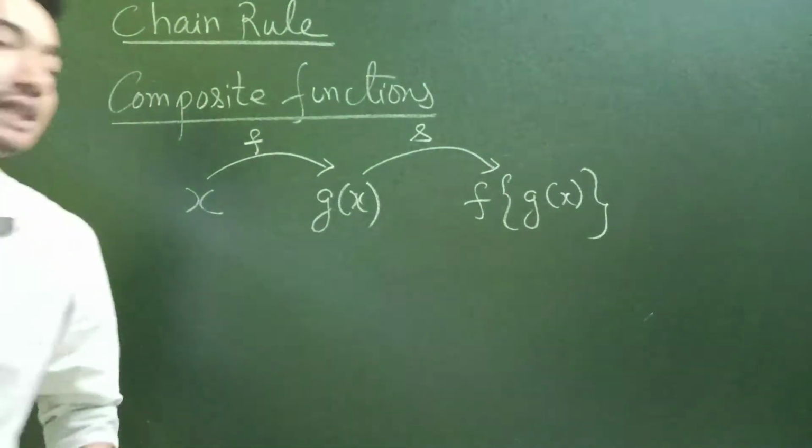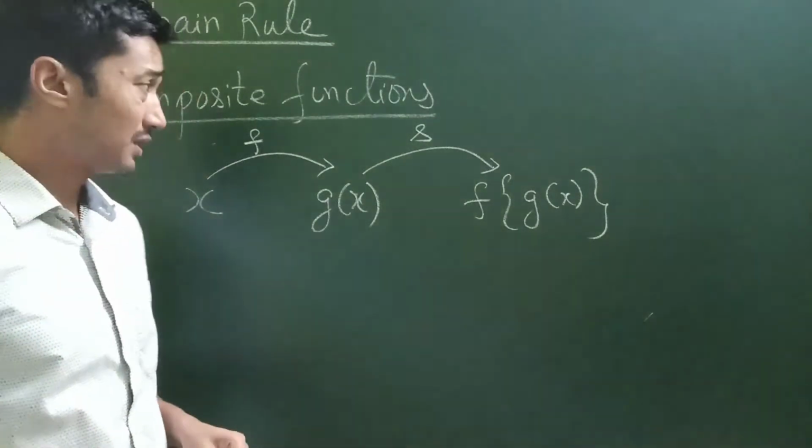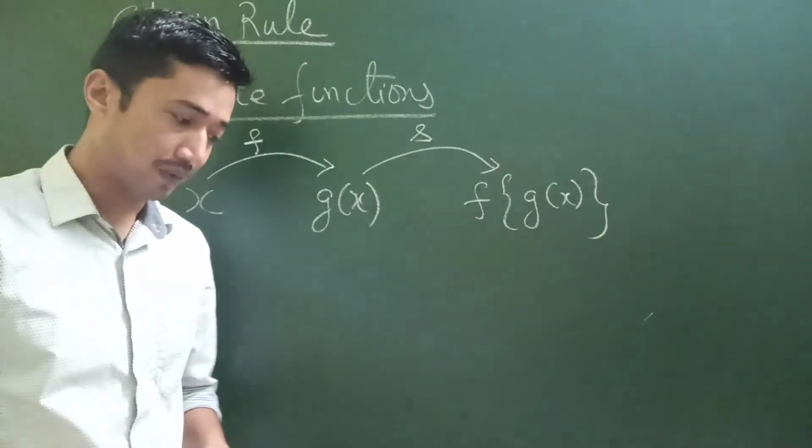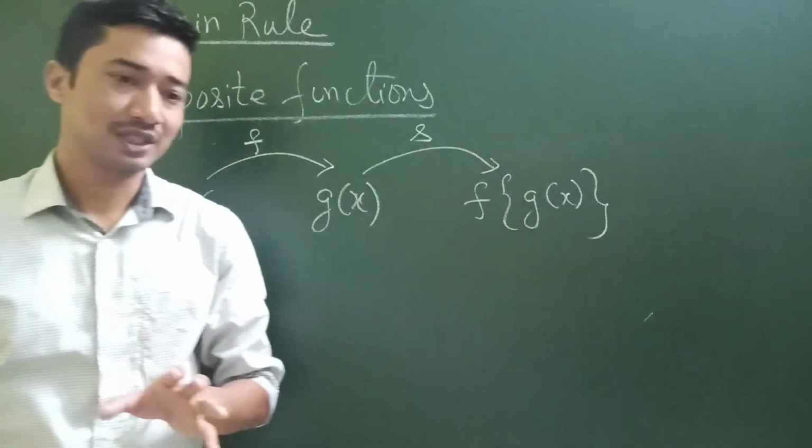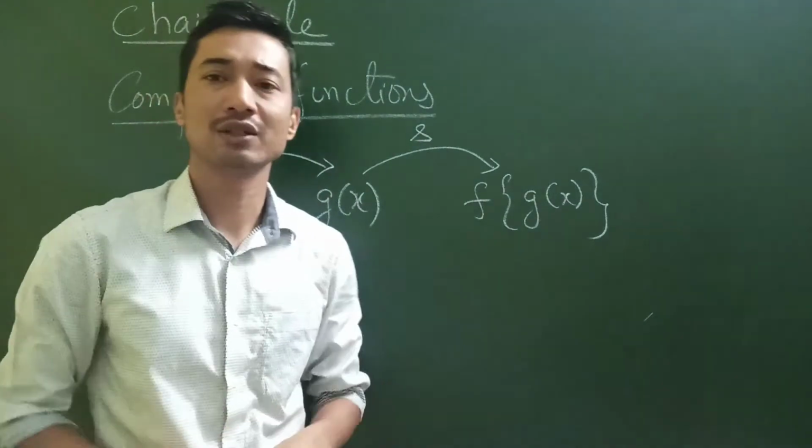Composite functions. So you must be thinking, we have started differentiation again. Why are we talking about composite functions? Because it is important. Because see here, the chain rule concept, formula wise, theoretically we can do, but we're not going to do that.